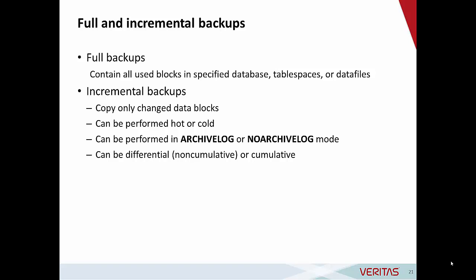Data file backup sets can be full or incremental. A full backup involves one or more data files and contains all of that data file's data blocks. Incremental backups copy only changed data blocks. These types of backups can be performed either hot or cold and can be performed in archive log or no archive log mode. Incremental backups can be either differential or cumulative, and those terms mean the same in Oracle as they do in regular NetBackup policies.